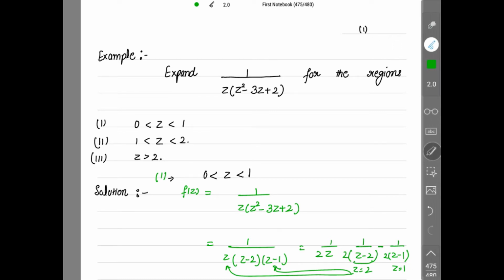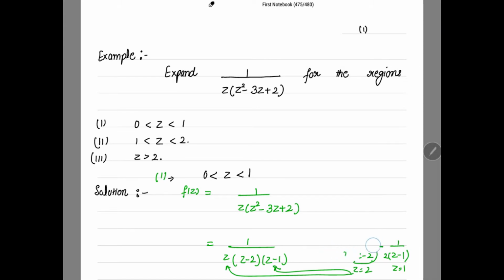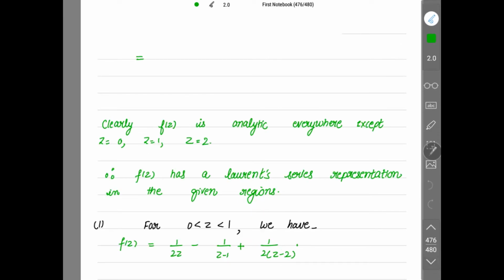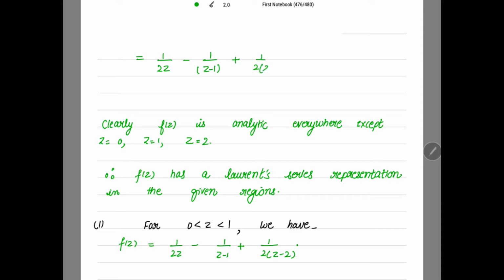Okay, next I'm writing this step on the next page. So this is equal to, I got 1 over 2z, then for z minus 1, minus 1 by z minus 1, plus 1 by 2 into z minus 2. This is how I separate the fractional expression.